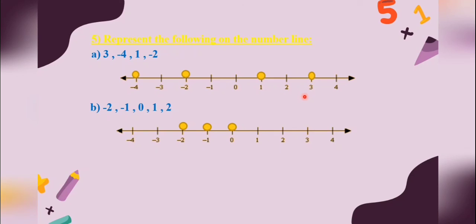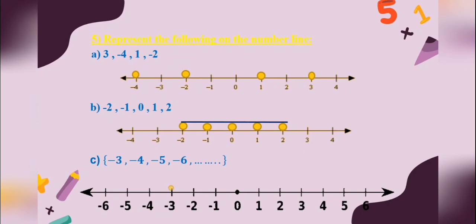Number B, negative 2, negative 1, 0, 1 and 2. Again I will draw the number line and put the dots: negative 2, negative 1, 0, 1 and 2. I can see that these numbers follow each other, so I can join them with a line. There are no gaps between the numbers like the first one. In the first one I just represent the numbers, but here I can connect them with a line because there are no gaps.